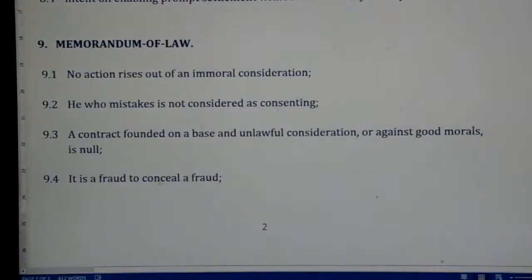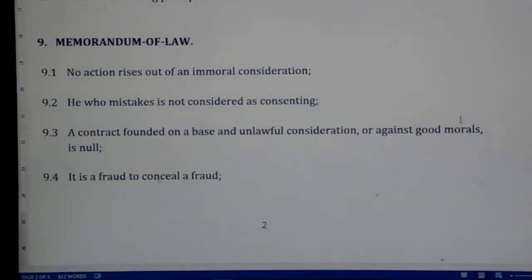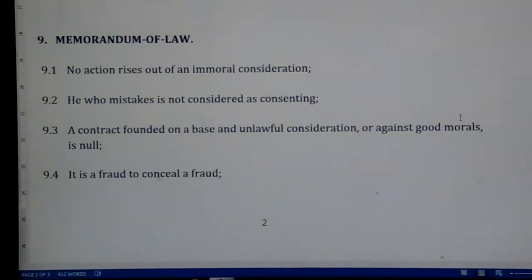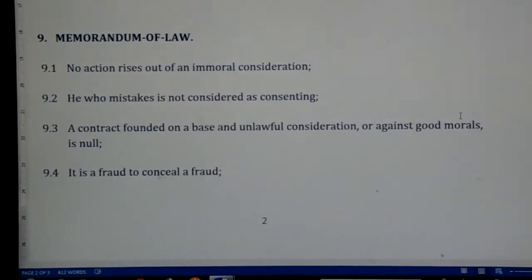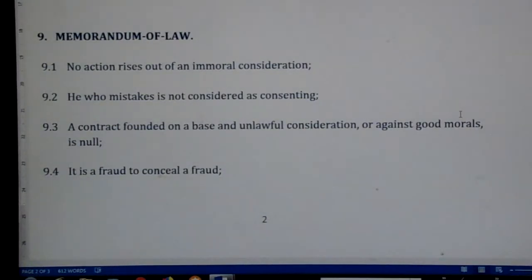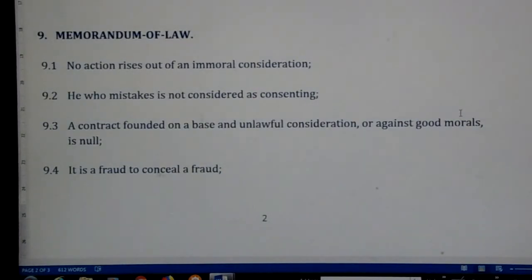Right, the law that you're going to use for answering this claim: we use maxims of law, not statutes. Use maxims, which were there before statutes. So, no action arises out of an immoral consideration. He who mistakes is not considered to be consenting. The reason I choose these particular ones is no action arises out of an immoral consideration, because they're claiming that this is contract law, that you breached terms of a contract, but there is no consideration in this contract. What's their input? What value have they added to it? So how can they bring an action where they haven't added any value?